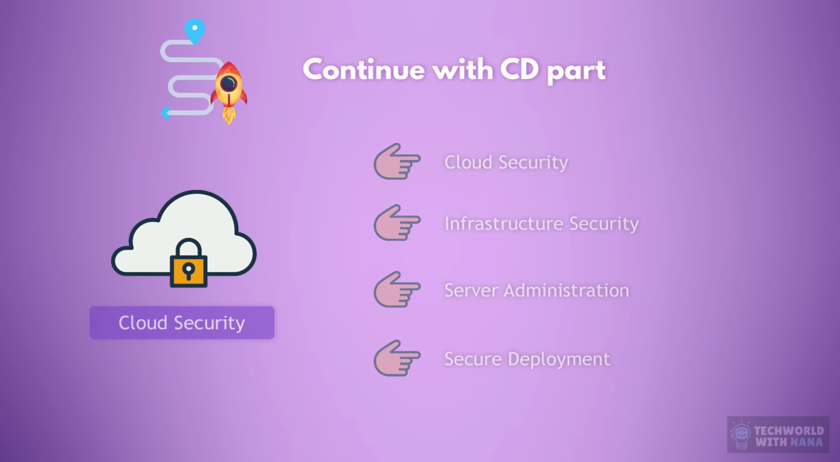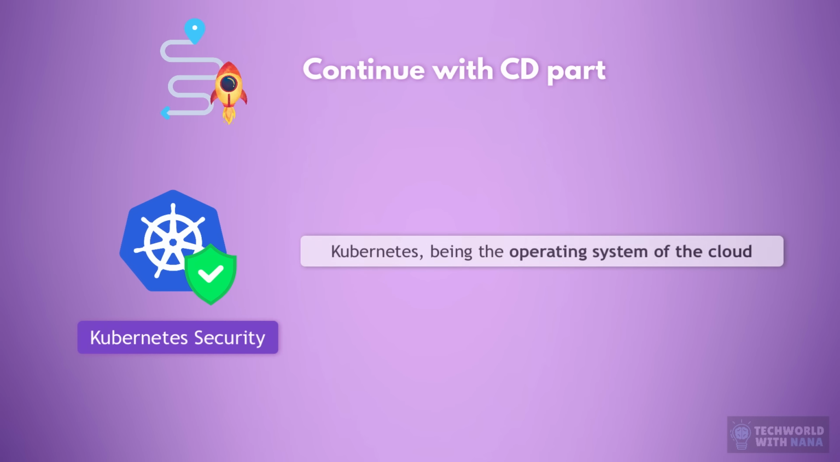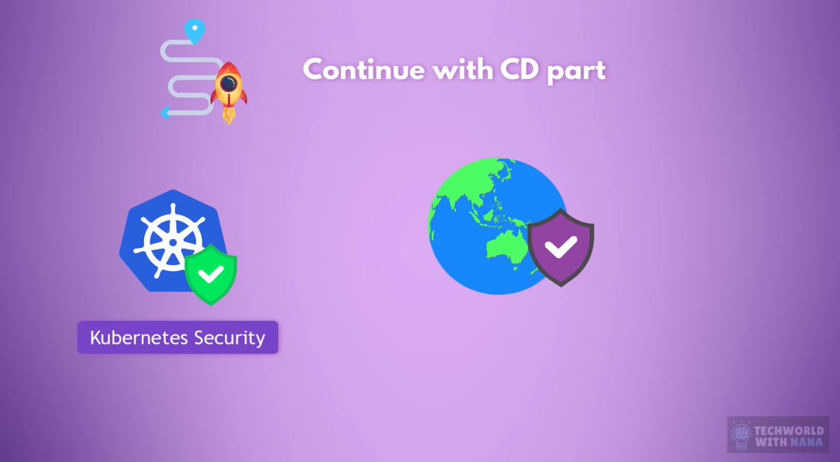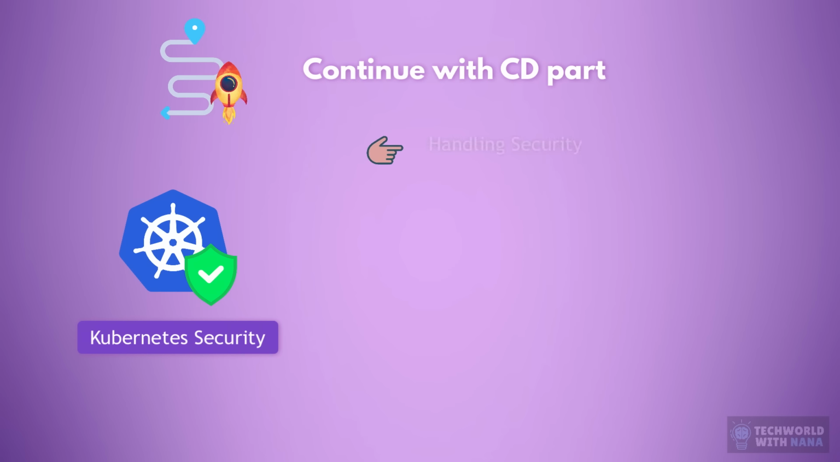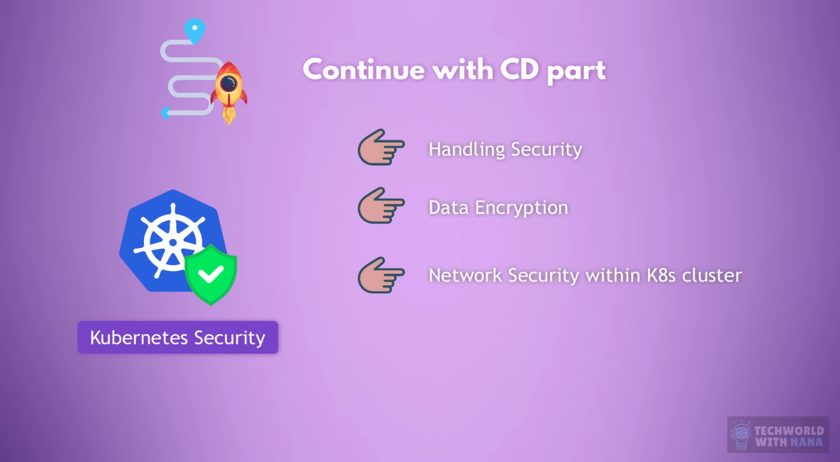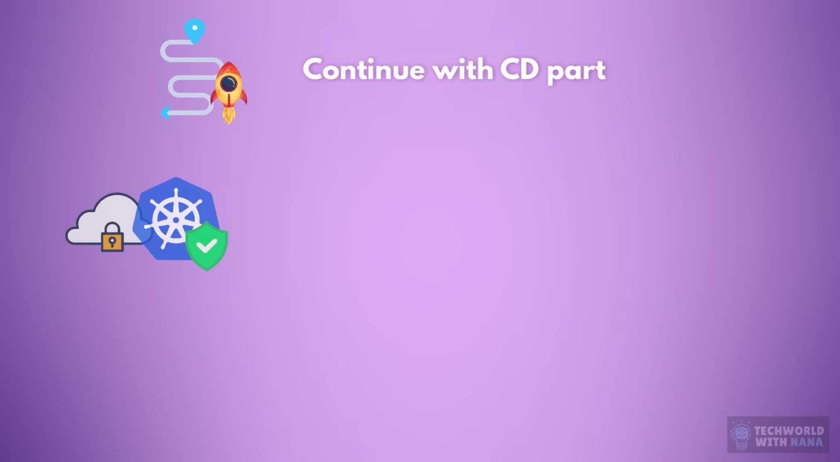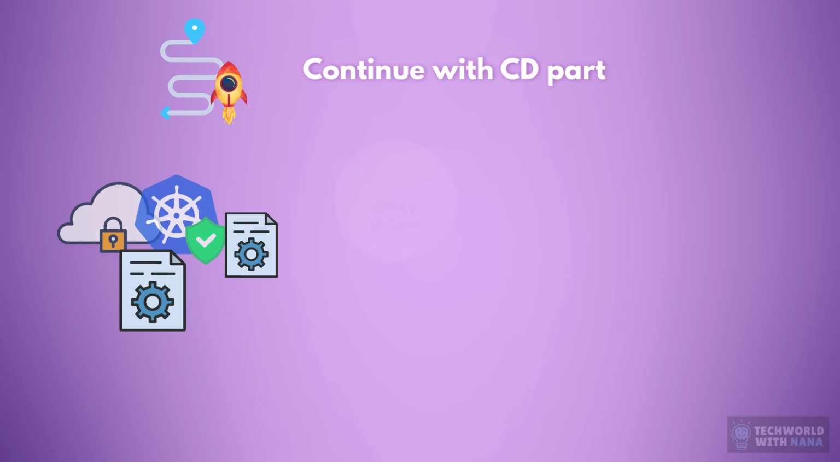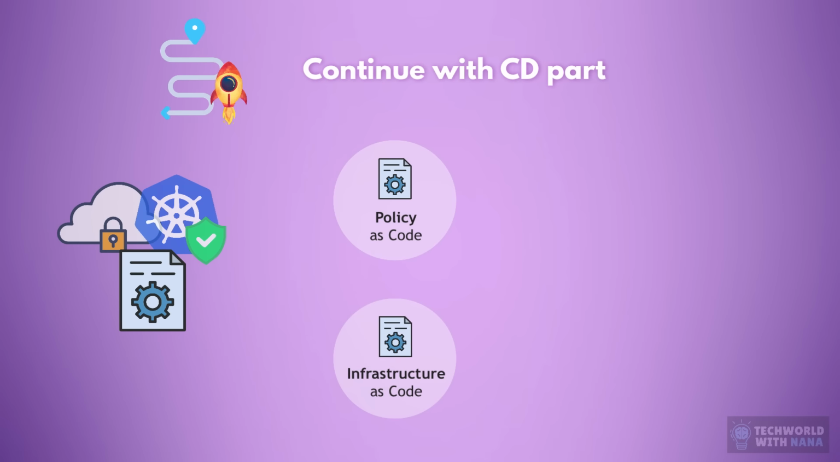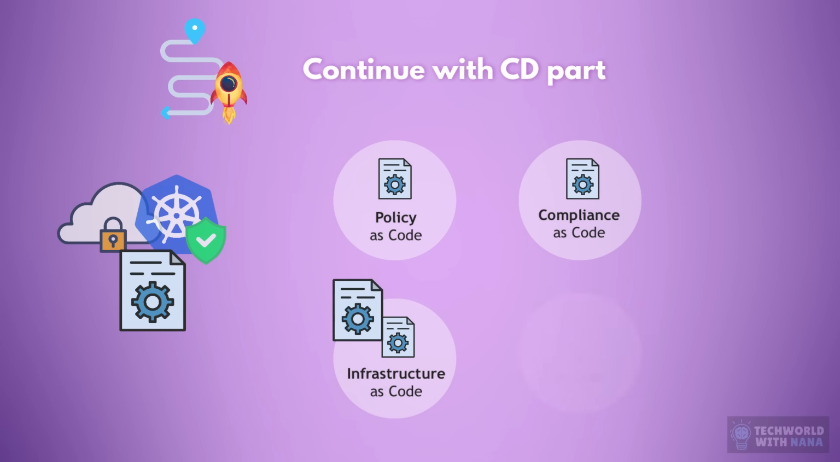And as you know, in today's world, no DevOps topic is complete without Kubernetes, which again is its own separate world of various different concepts that are security relevant and security related. So starting from security handling, data encryption, network security within the Kubernetes cluster, access control management, and DevOps and DevSecOps is anyways about automation. So policy as code, cloud infrastructure as code, compliance as code, and so on.